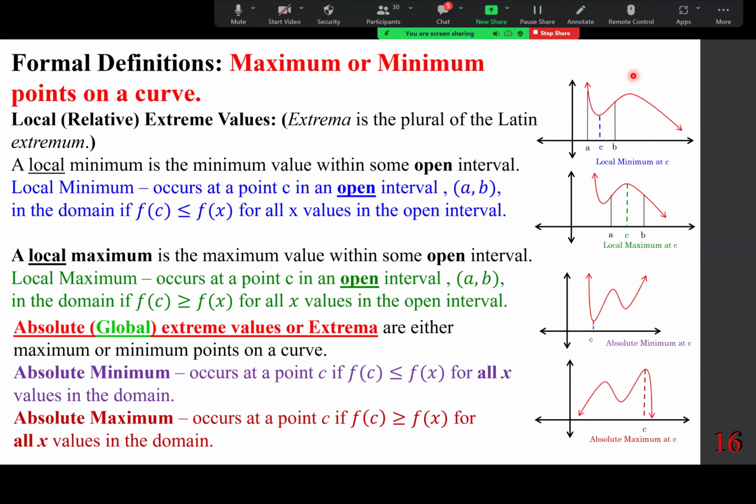Peaks and valleys are max and min, that's all. But there might be a peak that is the largest, that has the maximum y coordinate, that is the absolute max, or a valley that is the smallest value when it comes to y coordinate. All right.